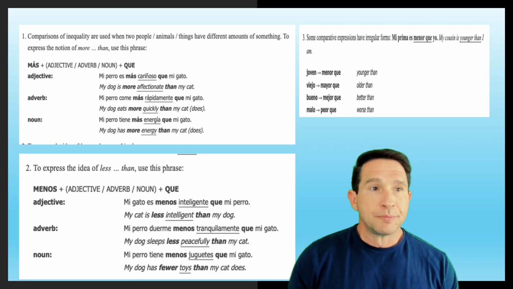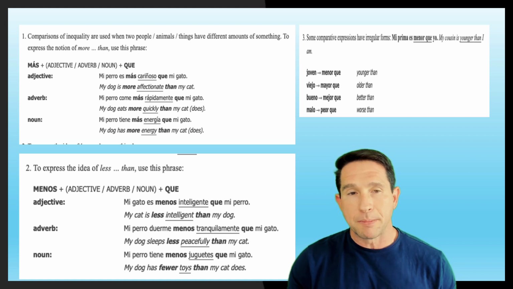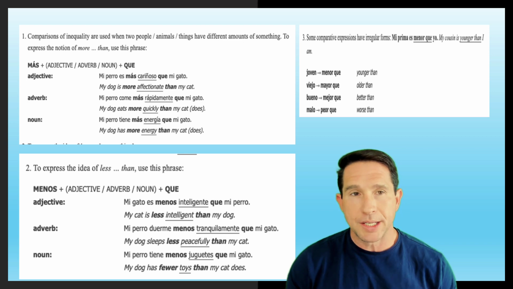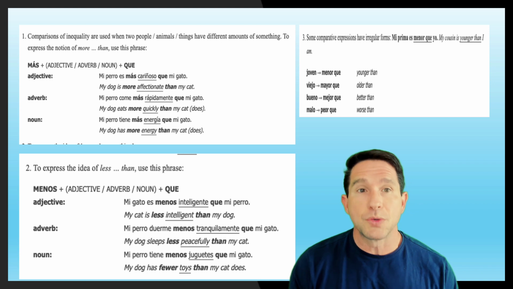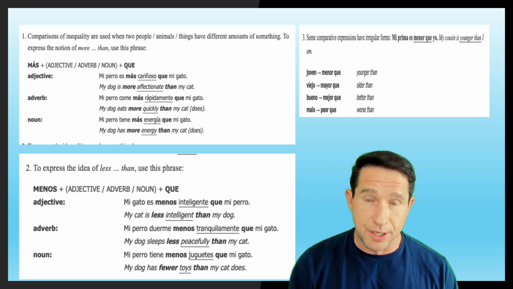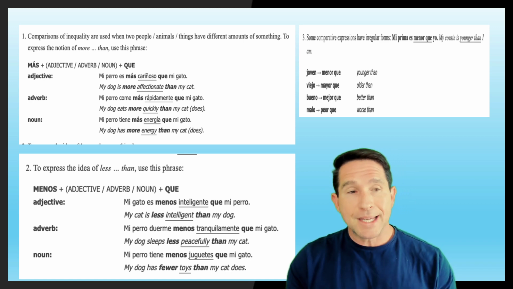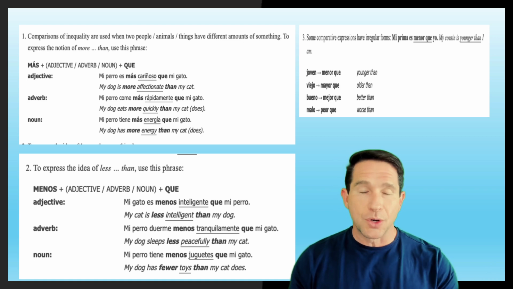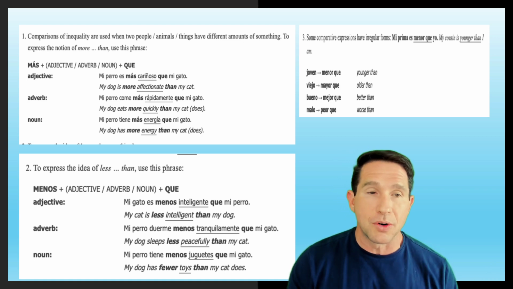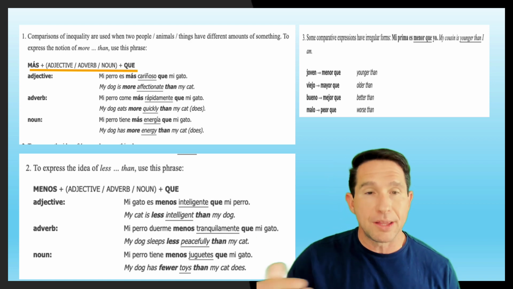Okay, vamos. So getting right to it, I think this is pages 112 and 113 in the MindTap book. But also just use the table of contents. It hyperlinks right where you need to go. Comparisons of inequality are used when two people, animals, or things have different amounts of something. To express more than, we use más que. And you'll see the categories on the left. Adjective, adverb, noun. So it doesn't change for any of the categories. This is the formula. Más, whatever you're comparing, que, right? And then the other thing.